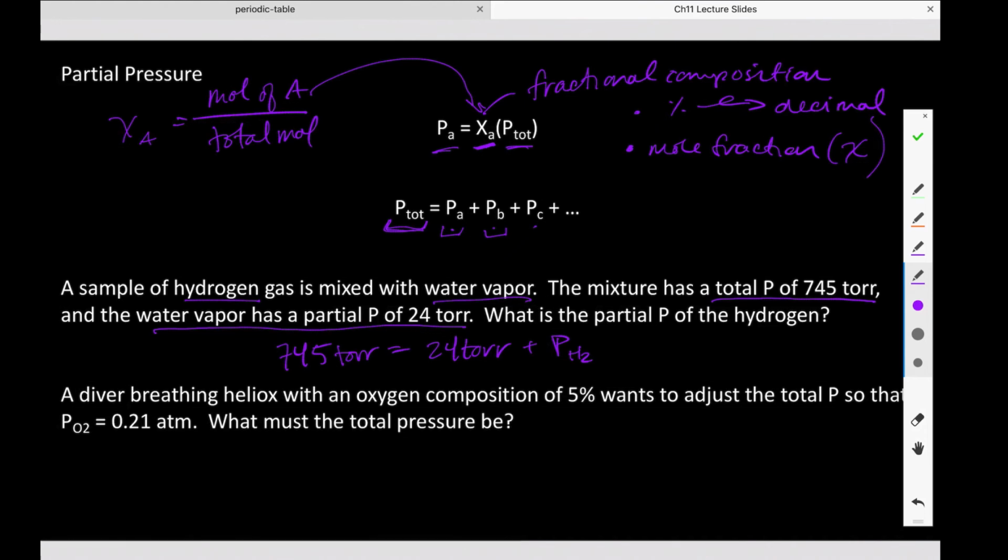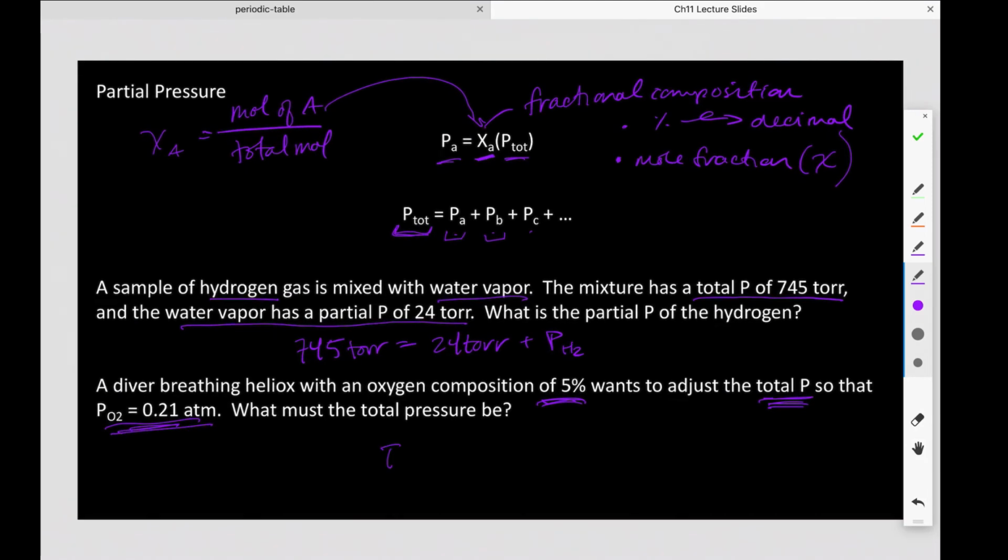A diver breathing heliox with an oxygen composition of 5% wants to adjust the P total so that the PO2 is 0.21. So this is my PA, this is my P total, and this is my fractional composition. P total is what I'm looking for, and it is equal to... oh no, this is P total, sorry. And here is my 0.21, and I would solve for P total, yes?